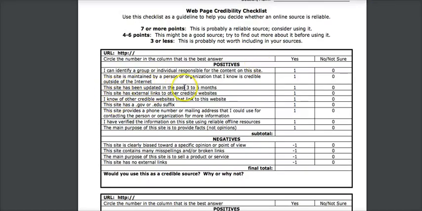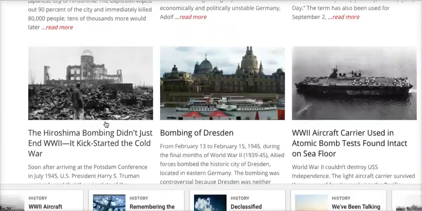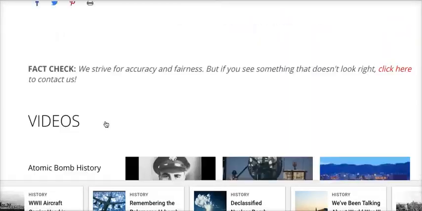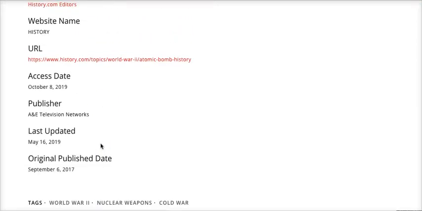The site has been updated in the past 3 to 6 months. A lot of the times if you take your articles and you scroll all the way to the bottom, and then sometimes it's not at the bottom, you'll have some information like this. And this one tells us that it was last updated May 16, 2019, which is in the last 3 to 6 months. We are doing just fine.